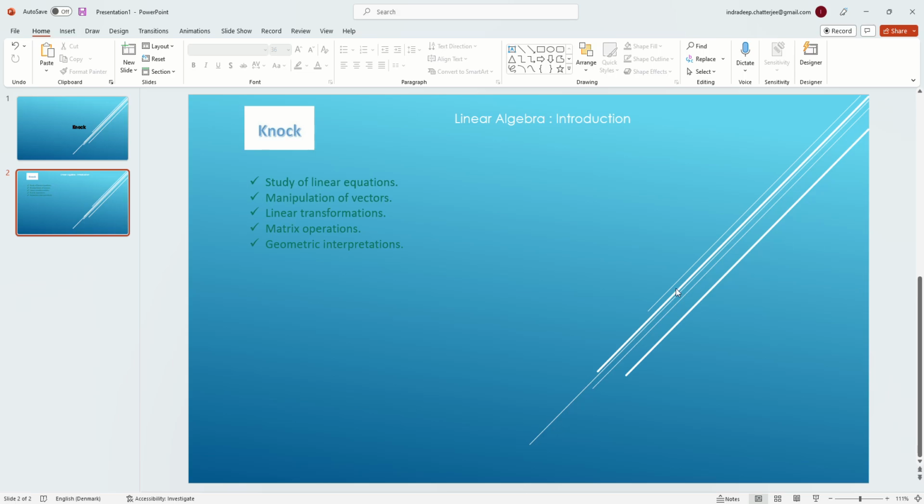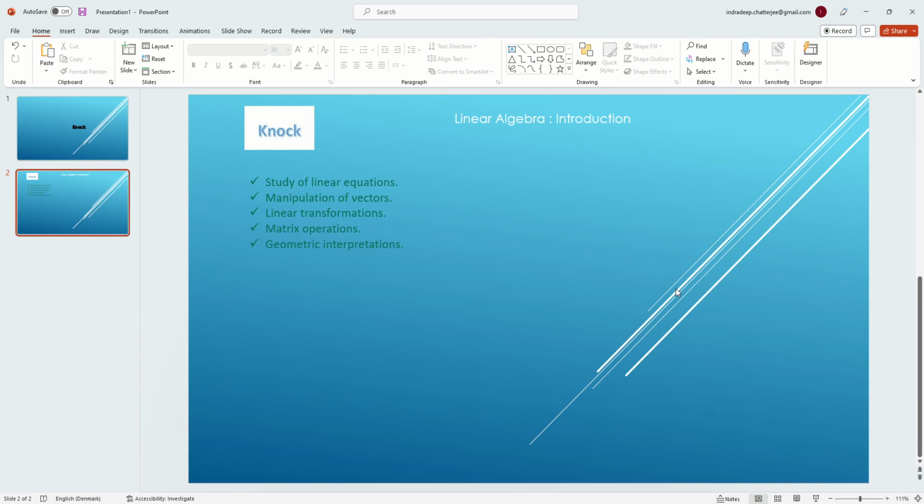Welcome everyone. Today is the introduction class for linear algebra that is needed for learning machine learning and artificial intelligence. So we will be studying a lot of topics around linear algebra, and today I will talk about what is the study of linear algebra, that is, the study of linear equations. Then we will talk about manipulation of vectors, linear transformations, matrix operations, and geometric interpretations. So let's get started. Study of linear equations.